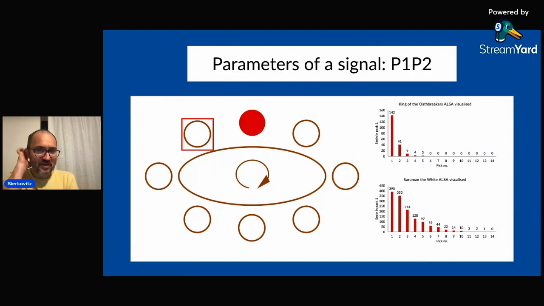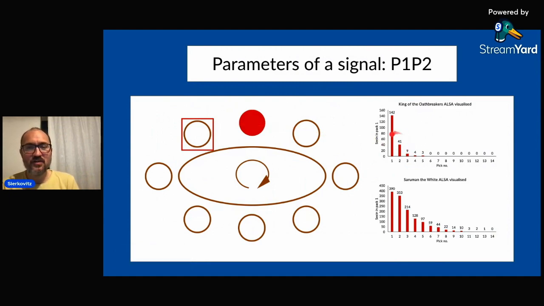Now, what are the parameters of the signal then? Obviously the signal will depend very much on what card you see, what the odds of seeing it at that stage are, and how many players the signal covers. So first I will look at pack 1, pick 2. Pack 1, pick 2, here is the person that is passing to you. They open the pack, they pass you the pack, and you see the King of the Oathbreakers in it. If you know the numbers by heart, which you don't, but you can have a rough guesstimate of what the ALSA of the card is.